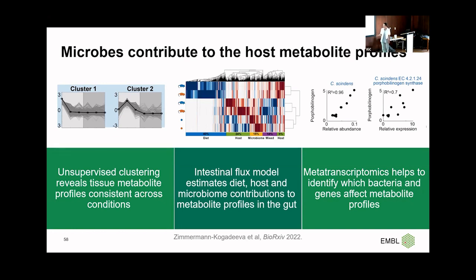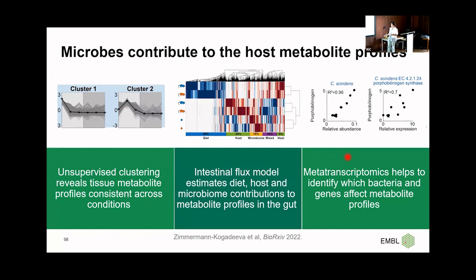could collect a data set and perform unsupervised clustering that revealed tissue metabolite profiles and demonstrated that the tissue distribution of metabolites is independent of the diet and mouse colonization state. However, there are still large differences within each tissue between different mouse groups, and our intestinal flux model allowed us to roughly estimate the relative contributions of diet, host, and microbiome to metabolite profiles along the gastrointestinal tract.